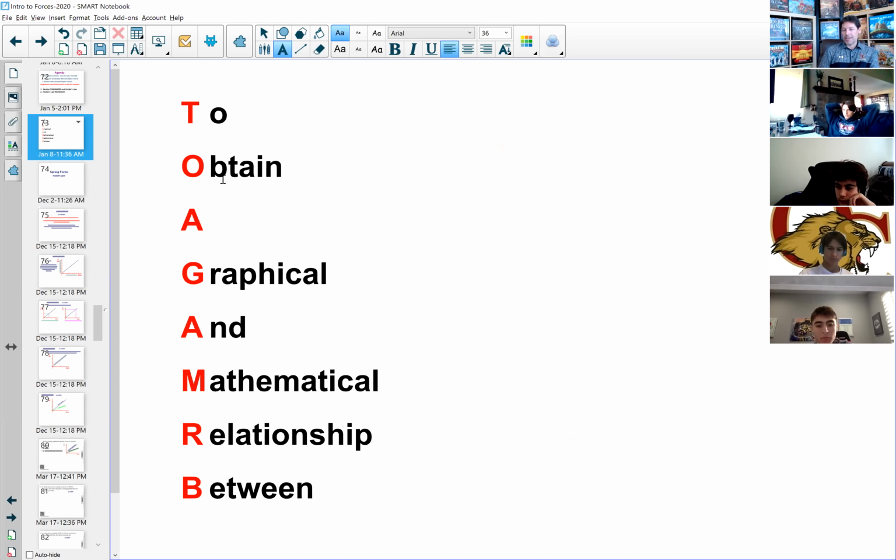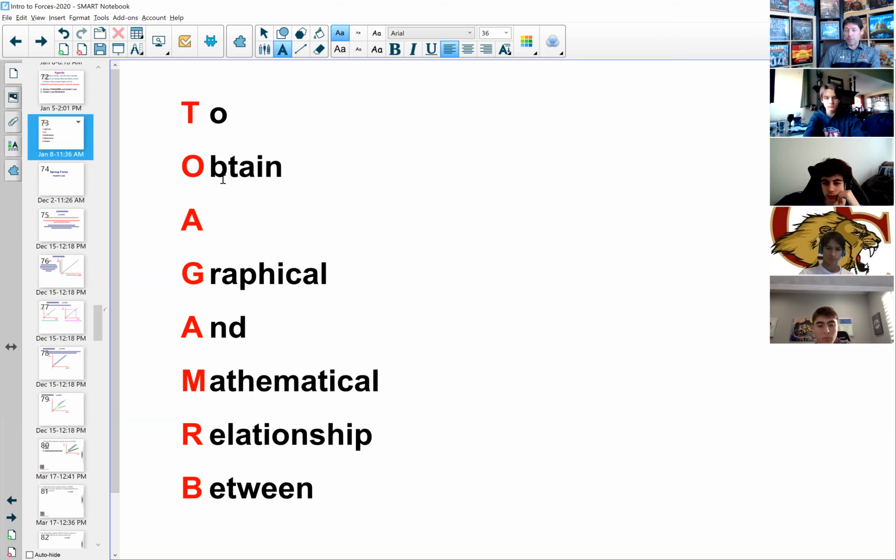So if we had been on campus last semester and if we were on campus today, what I would be doing now is saying, okay, here's your goal. You have to figure out how you can support Hooke's Law using the TOAGAMRB framework. How can you obtain a graphical and mathematical relationship between force and the displacement of a spring to prove that Hooke's Law works? Basically, that would be the assignment.